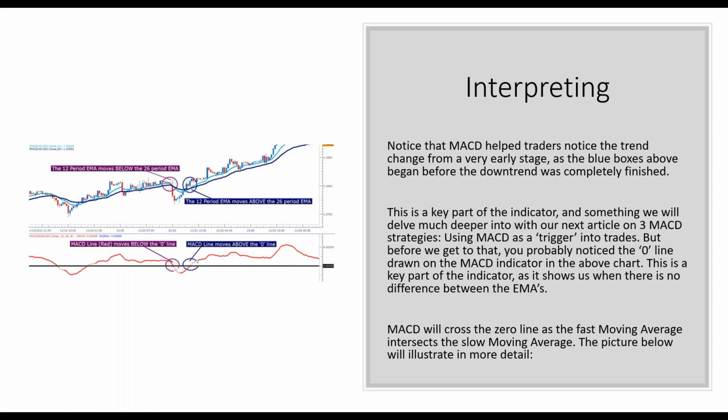Using MACD as a trigger into trades, but before we get to that, you'll probably notice the 0 line drawn on the MACD indicator. This is a key part of the indicator. It shows us when there is no difference between the EMAs. MACD will cross the 0 line as the faster moving average intersects the slower moving average.